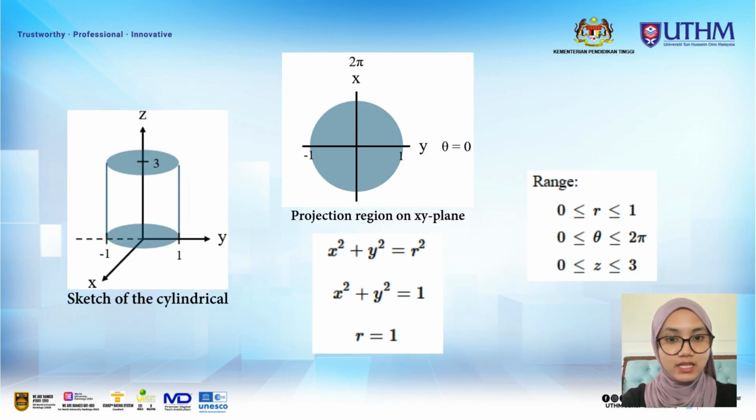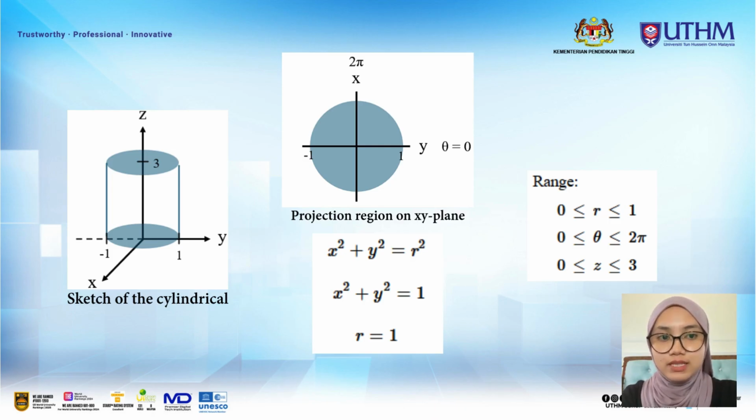Since the tank is cylindrical, we will use cylindrical coordinate r, θ, z for the integration. From the data, we will get this cylindrical coordinate sketch with the integration bounds. Next, we use projection region on XY plane to get the radius value.